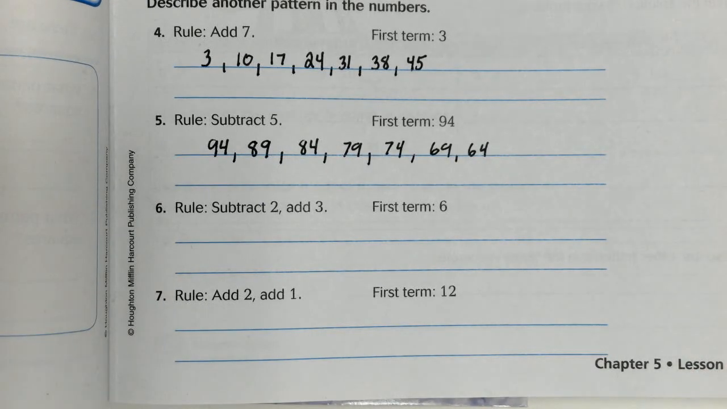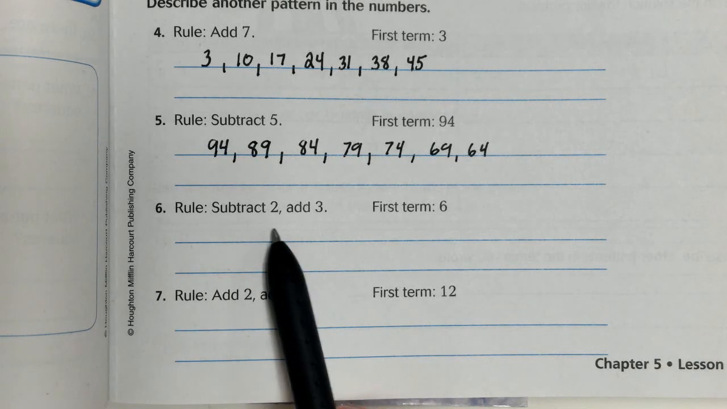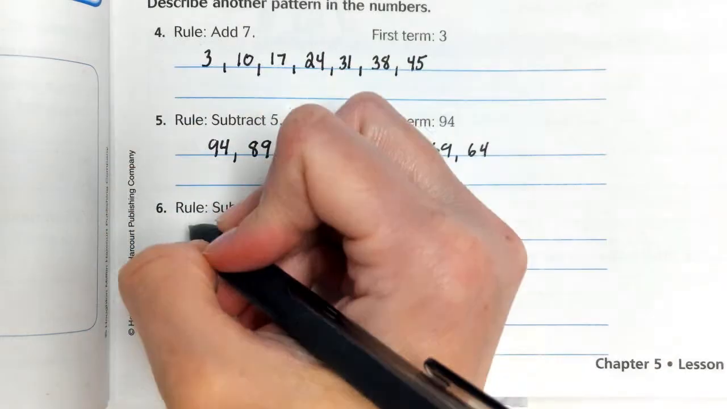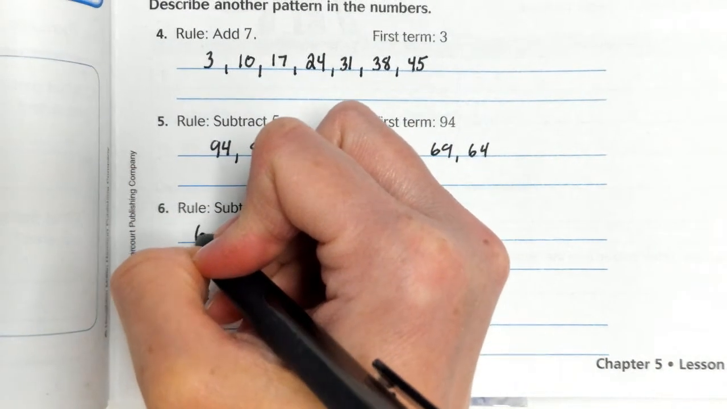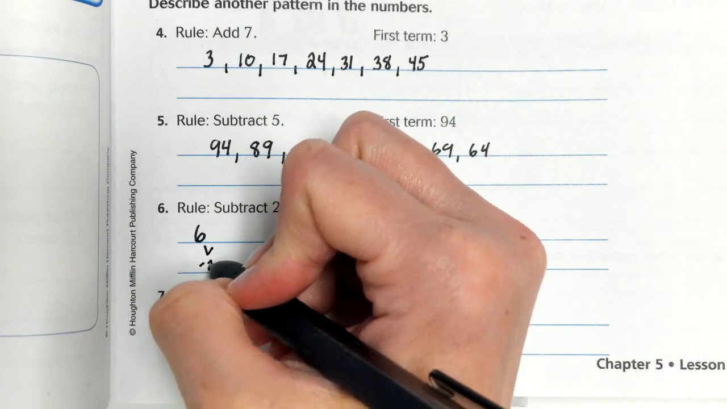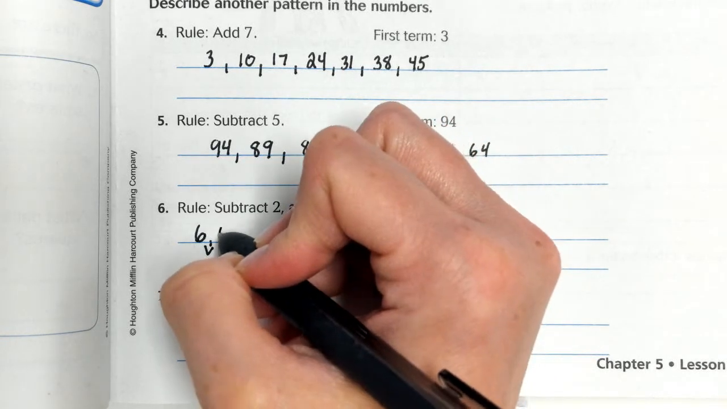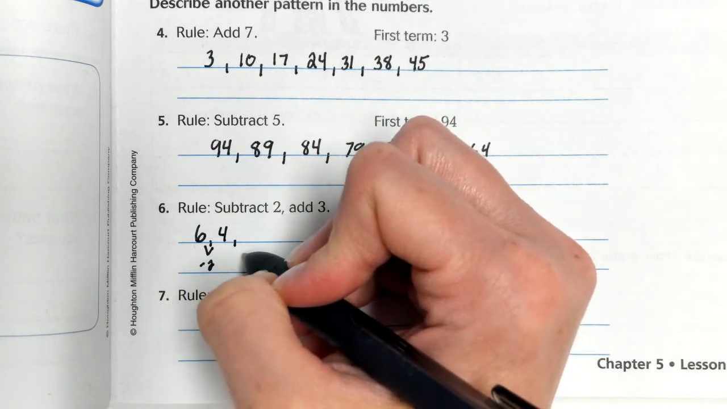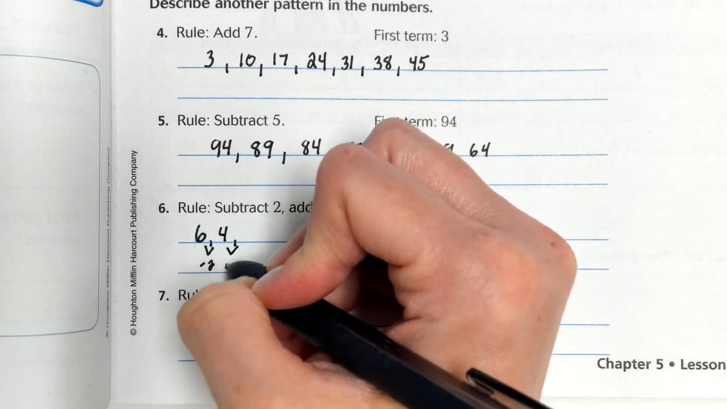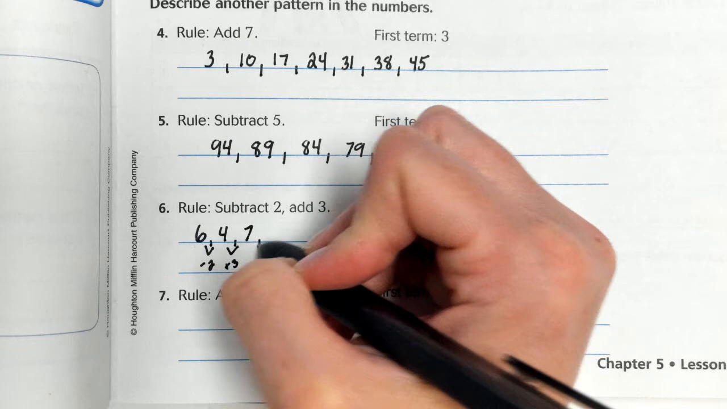This next rule is I subtract 2, then I add 3. So my first term is 6. What do I do first? I subtract 2. So what's my next term? 4. Then what do I do? I add 3. What's my next term?